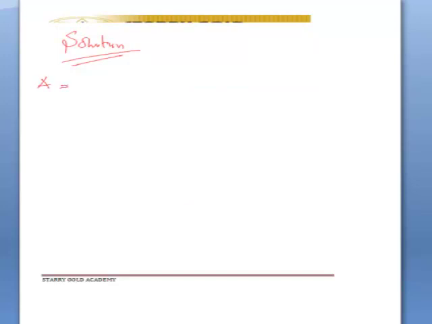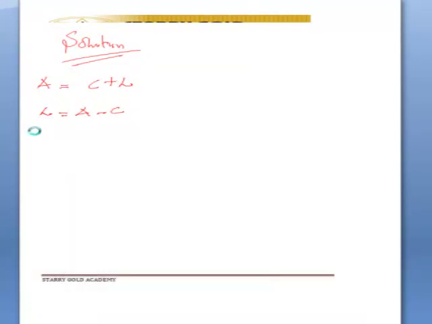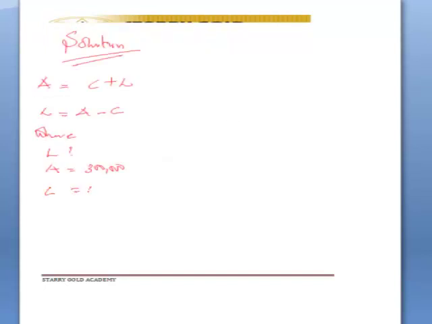Here in question number 1, we'll be looking at liabilities. The rule is that at any point in time, the asset of the business must be equal to the summation of capital and liability. So if we are looking at liability, our equation will change to L equals A minus C, by making L the subject of the formula. Where L is what we are looking for, A is 300,000 and C is 190,000. So what is L?